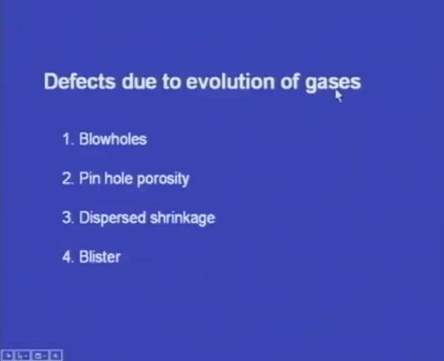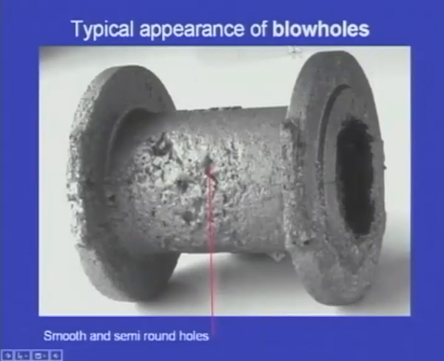Now let us see these casting defects one by one. First let us see the defects due to evolution of gases. Under this classification we can see blowholes, pinhole porosity, dispersed shrinkage and blister. First let us see the blowholes. So this is the typical appearance of blowholes, and here we can see smooth and semi-round holes all over the surface of the casting. So these are the blowholes.